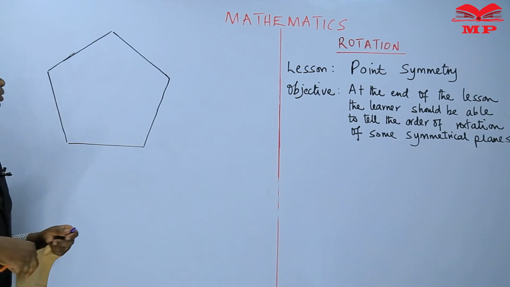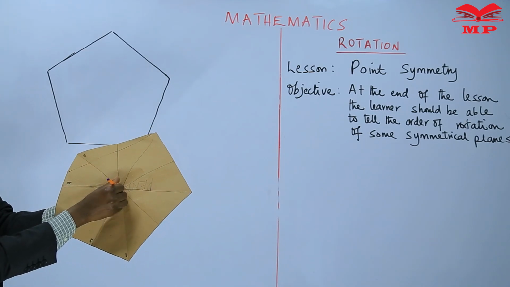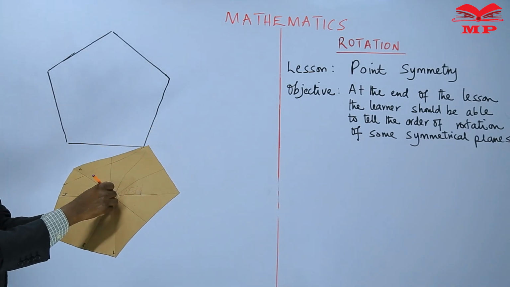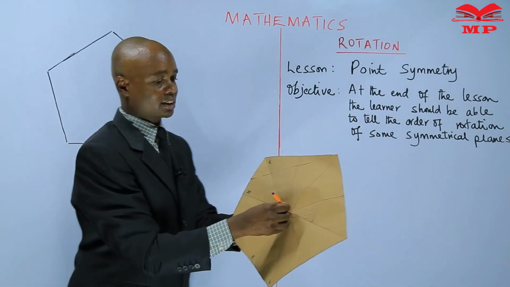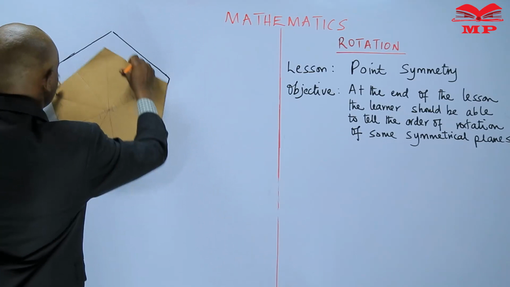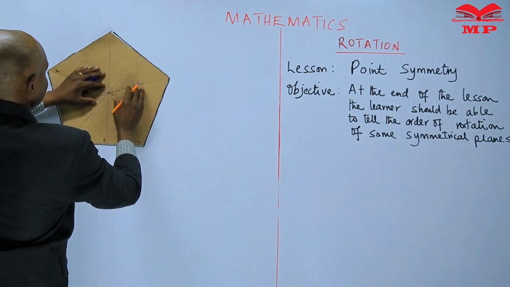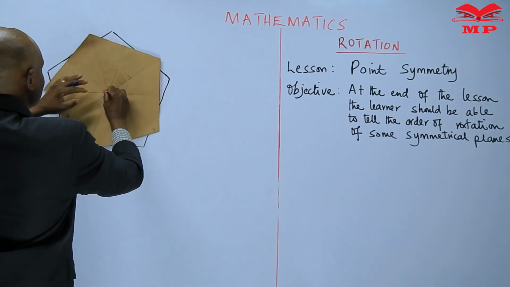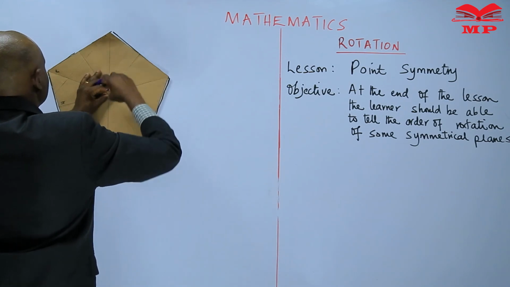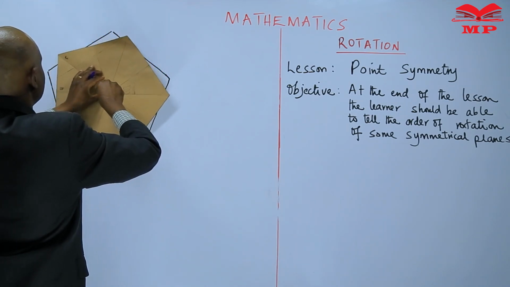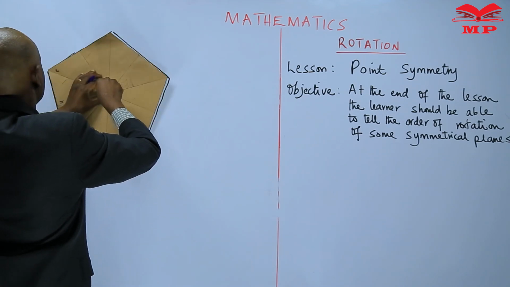So I'll look for a way of looking. The center is here. The center is the center of the circle that inscribes the pentagon. So I'll come there. I try to see what will happen as I rotate. If after a fifth of the rotation, it fits into itself. You see where 5 was.